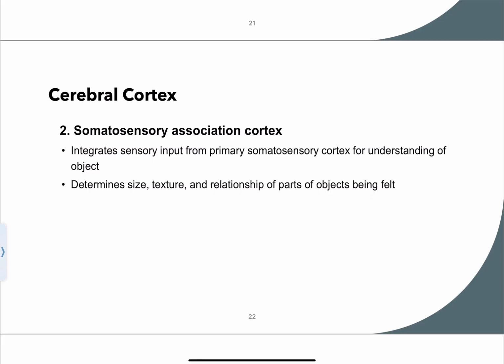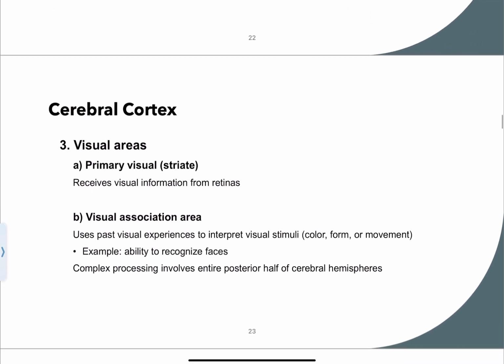If somebody has damage to the somatosensory association cortex and they put their hand in their pocket to try to feel for what's in there, and they had damage in this specific area, they would not be able to determine what object it is without actually looking at it.